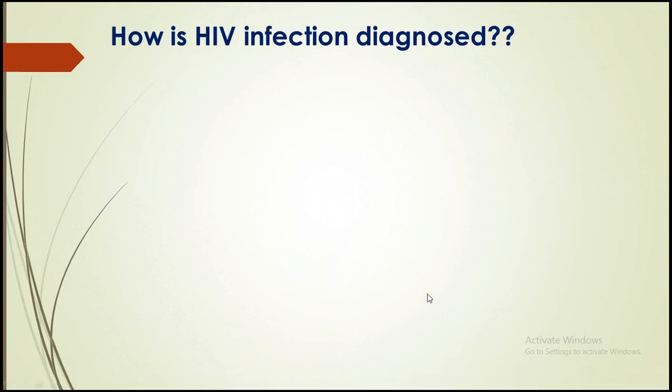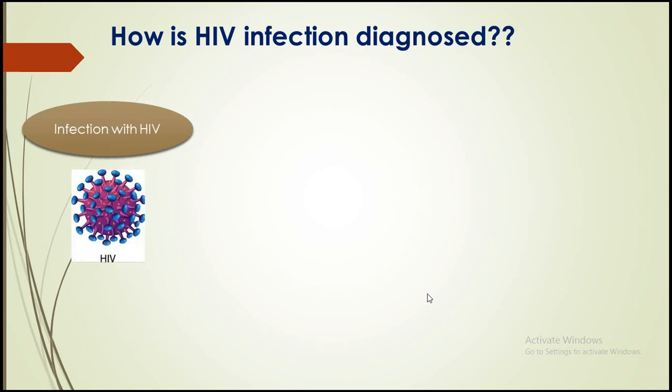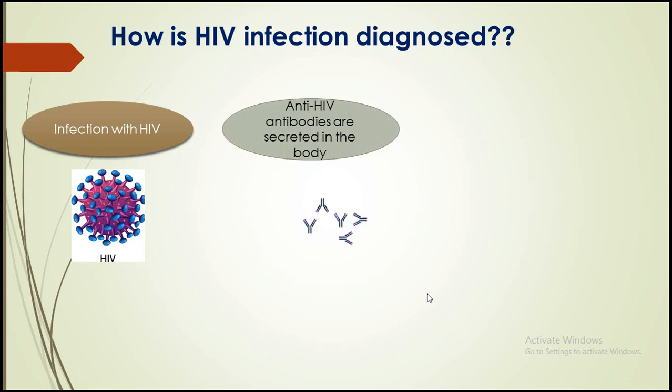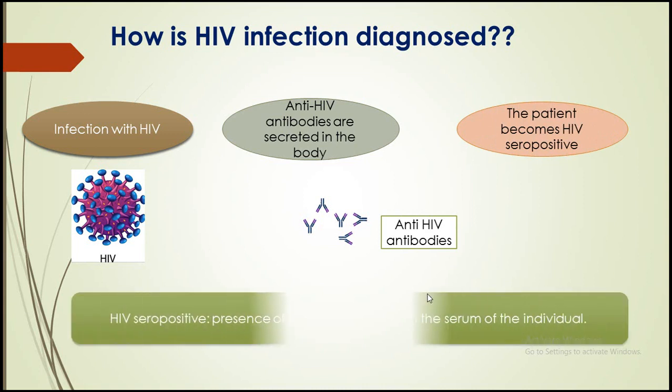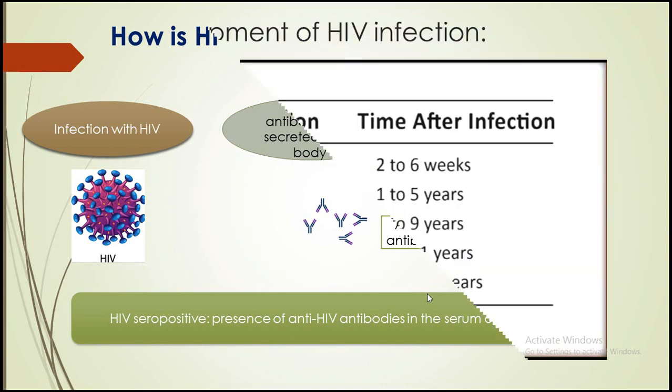Then, how is HIV infection diagnosed? After infection, HIV starts attacking T helper cells. As a result, B lymphocytes secrete anti-HIV antibodies into the blood. In the hospital, special tests are done to detect the presence of anti-HIV antibodies. The detection of these antibodies indicates the infection with HIV. Then the individual is considered to be HIV seropositive. HIV seropositive means the presence of anti-HIV antibodies in the serum of the individual.